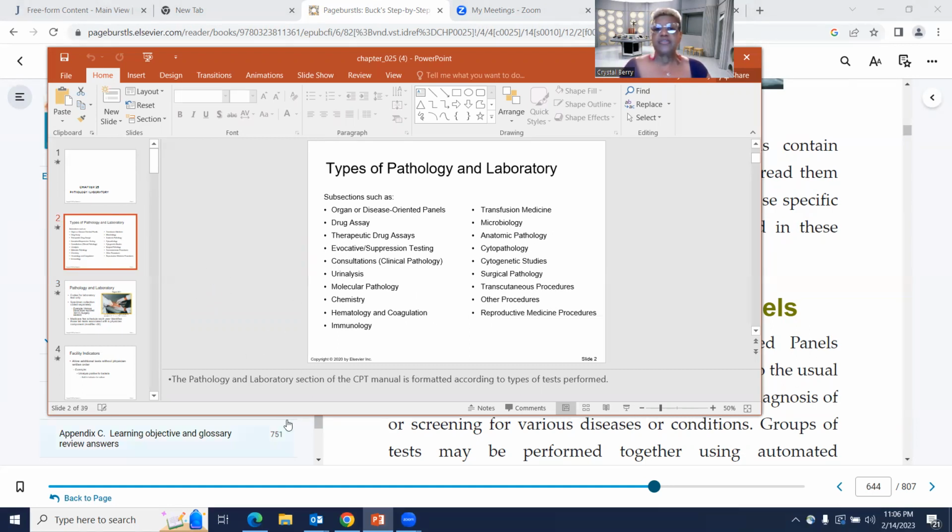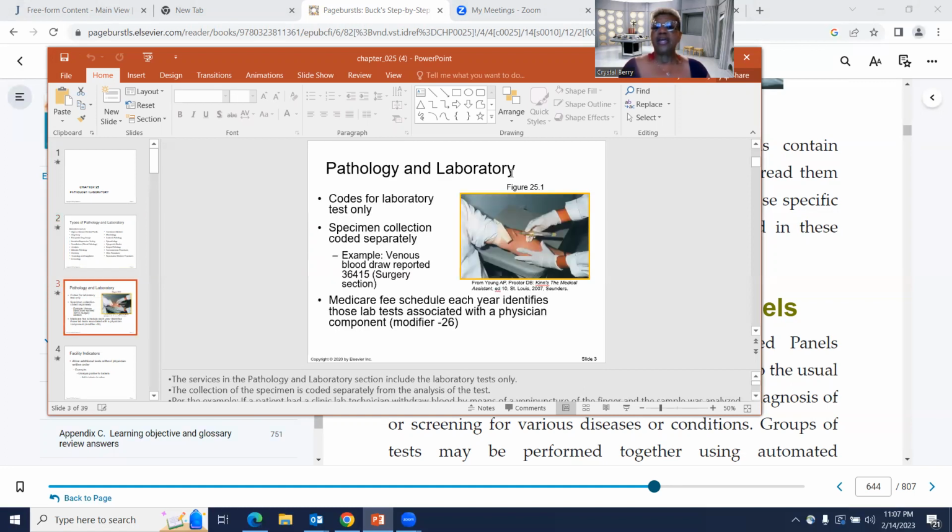And underneath here, it states, the pathology and laboratory section of the CPT manual is formatted according to types of tests performed. Here it is again. The pathology and laboratory section of the CPT manual is formatted according to types of tests performed. So this is how it's formatted.